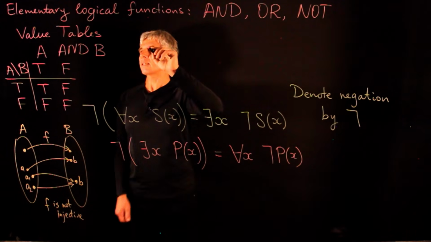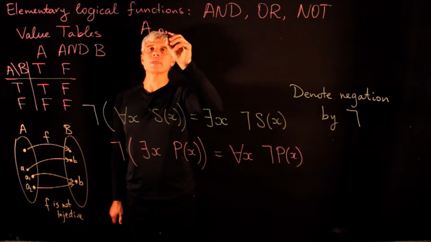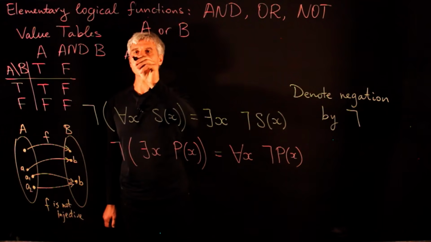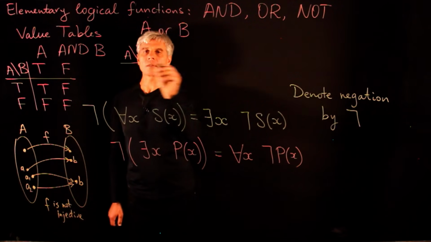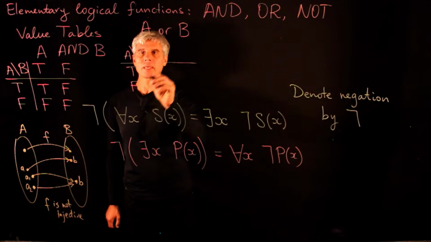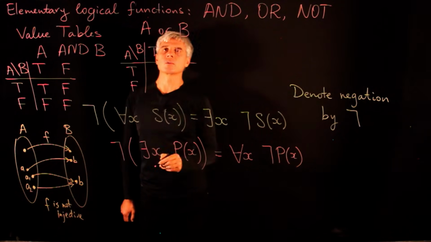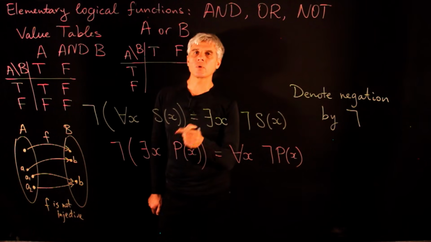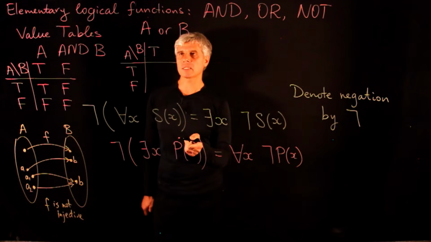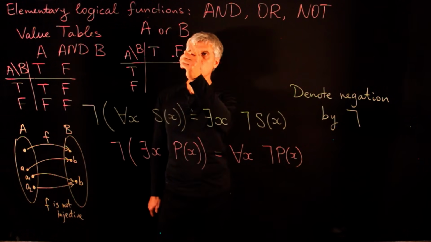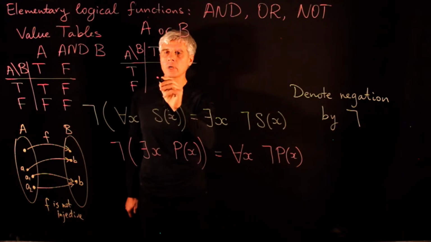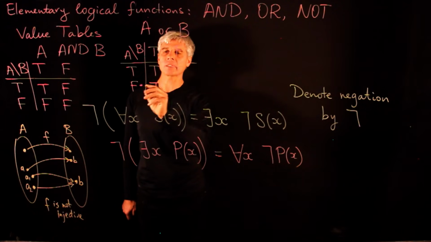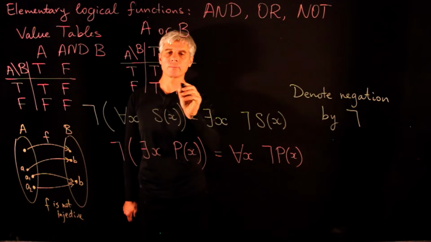So then the next function is A or B. And again, we're going to write down the value table for this. So here A could be true or false, and B could be true or false. So this says that A is true or B is true. And in mathematics, we use non-exclusive OR. So this means that A is true or B is true, or both A and B are true. So here we get the true value everywhere except when both A and B are false.